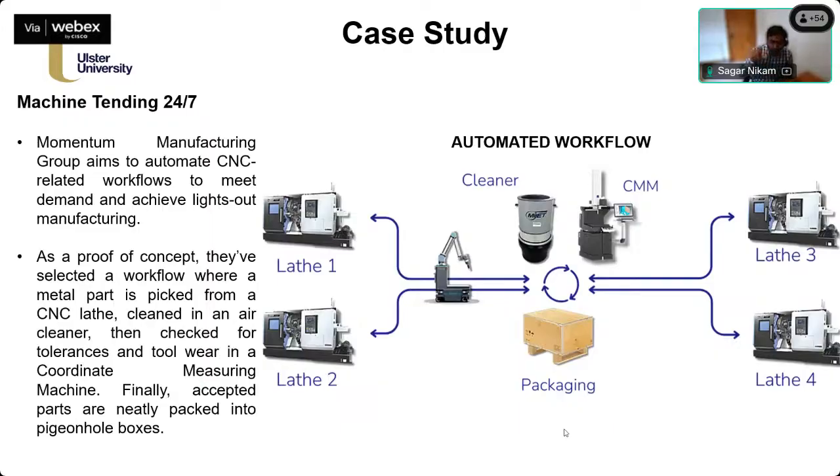So it's a complete full system. The industry, Momentum Manufacturing Group, developed a proof of concept study where they selected a workflow. If you look at the figure on the right, this is the workflow. There are four lathe machines to be managed by a robot, the more robot here at the center. This is the same robot that I showed previously in one of the videos. It's called the enhanced robot, and it helps communicate between themselves, and also pick and place and do different tasks.